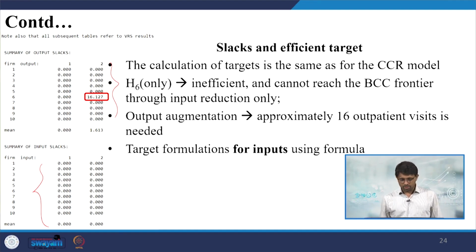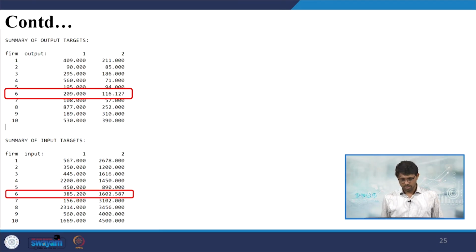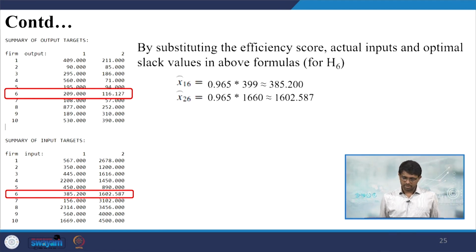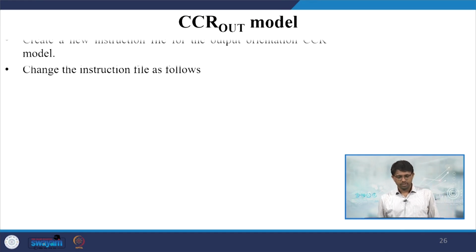And target formulation for inputs uses the formula which we used earlier. You can just apply it the same way as we discussed in the CCR case. And here for the sixth hospital, you can see by substituting the efficiency score, actual inputs and optimal slack values in the above formula, we get these values for output, and by substituting we get the exact values in the outputs, right. So, you just cross-check. If you have any doubt, we will be happy to address it.